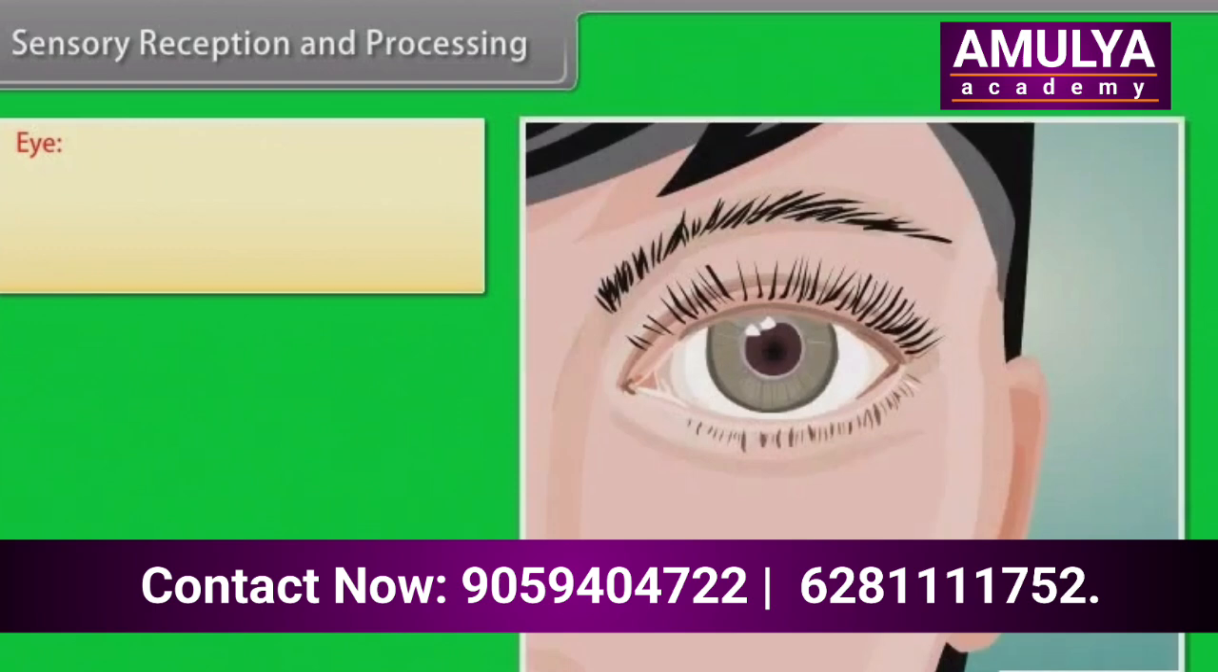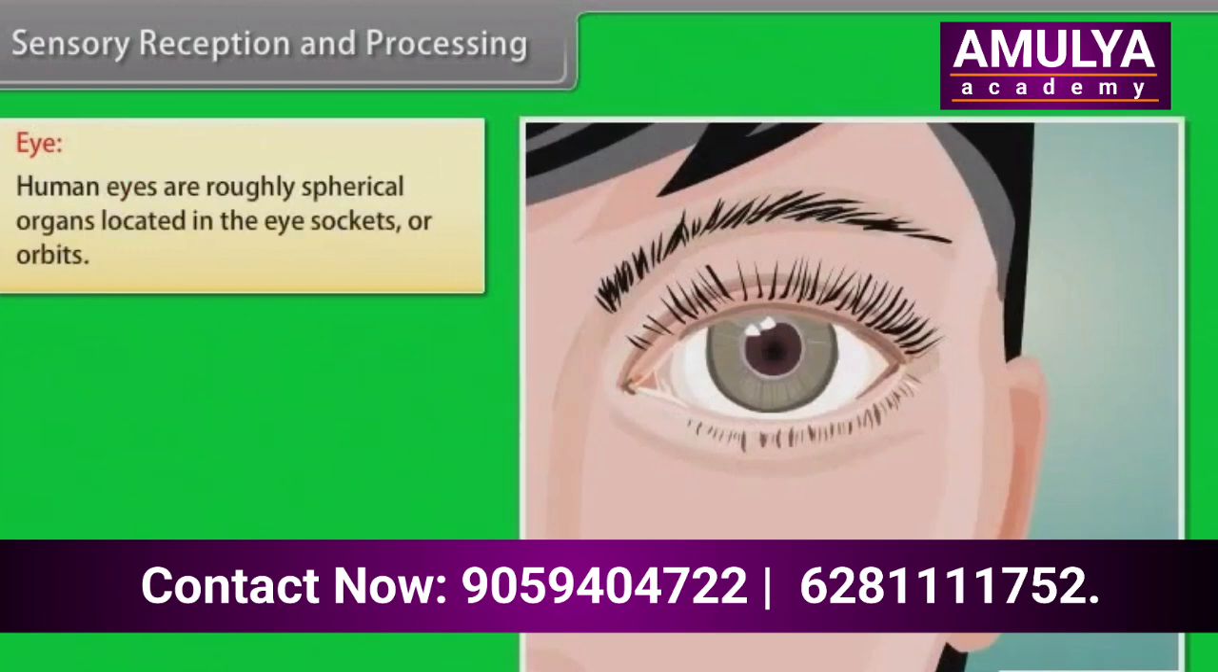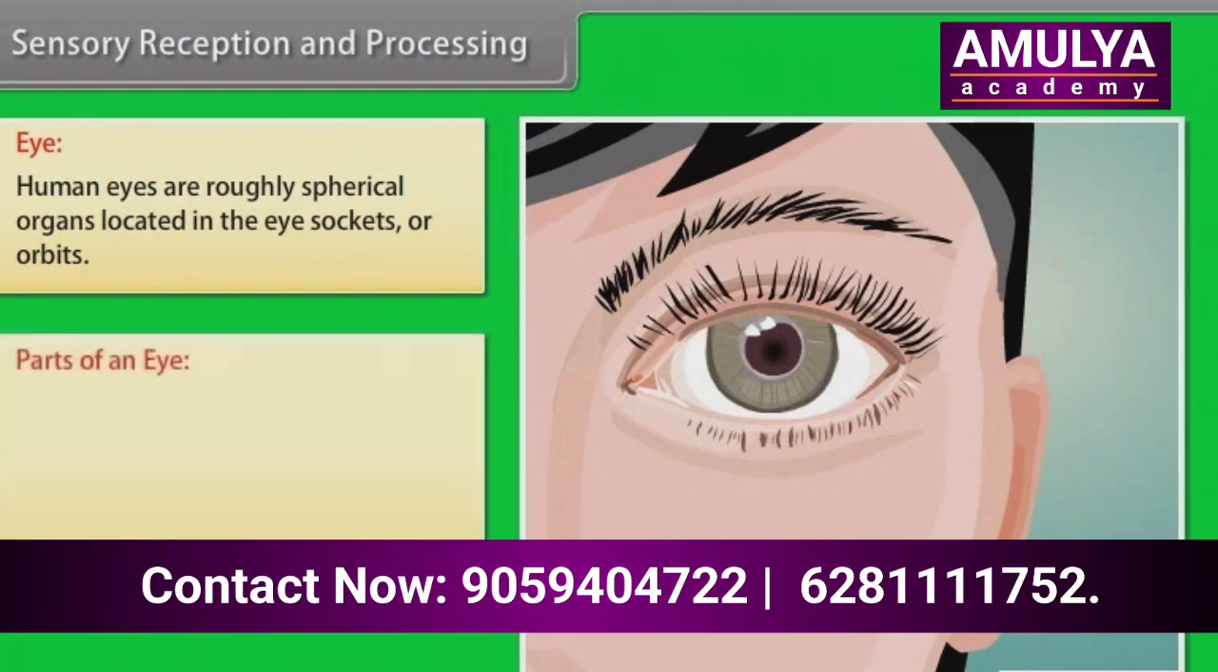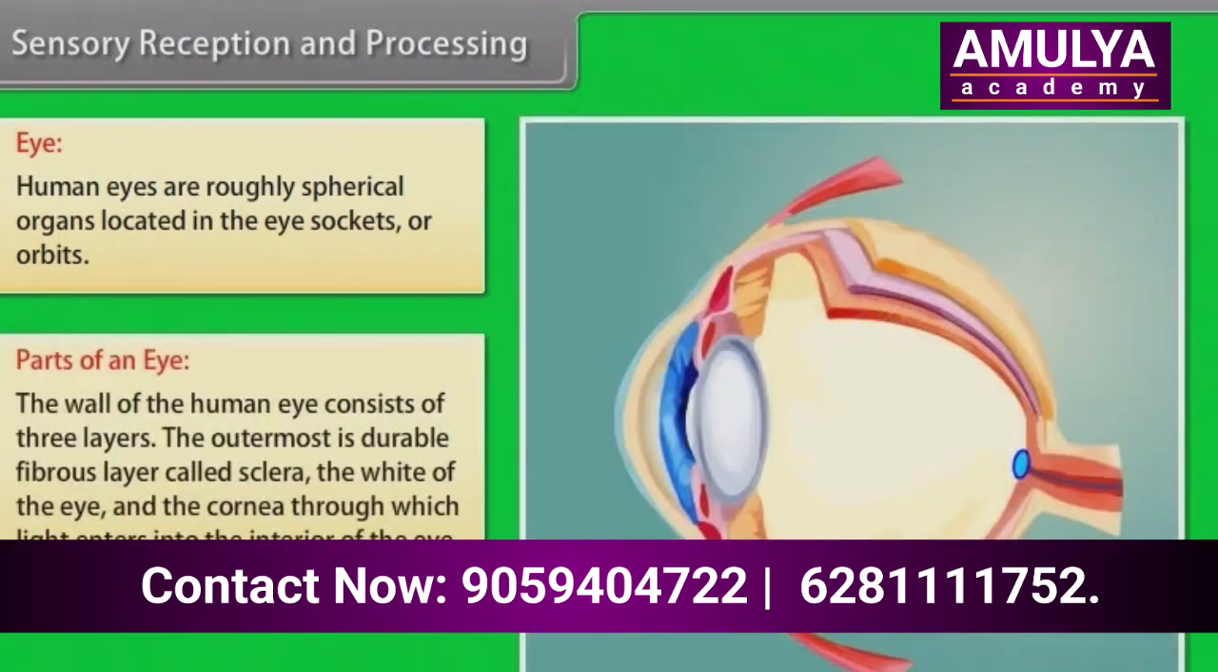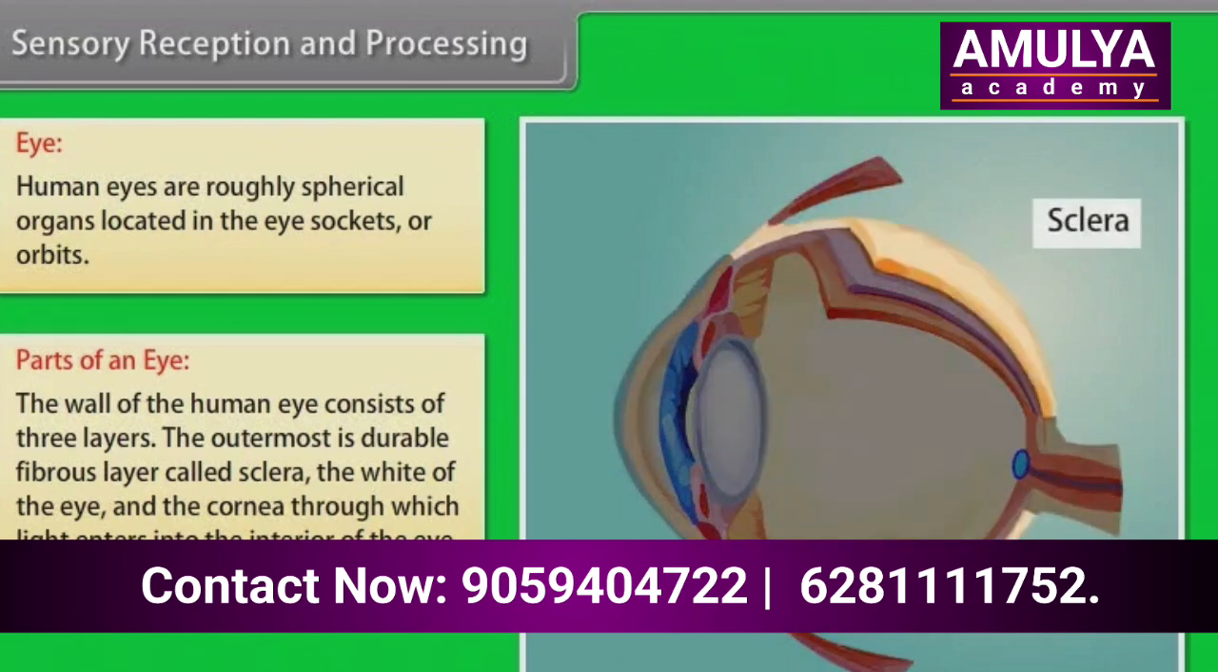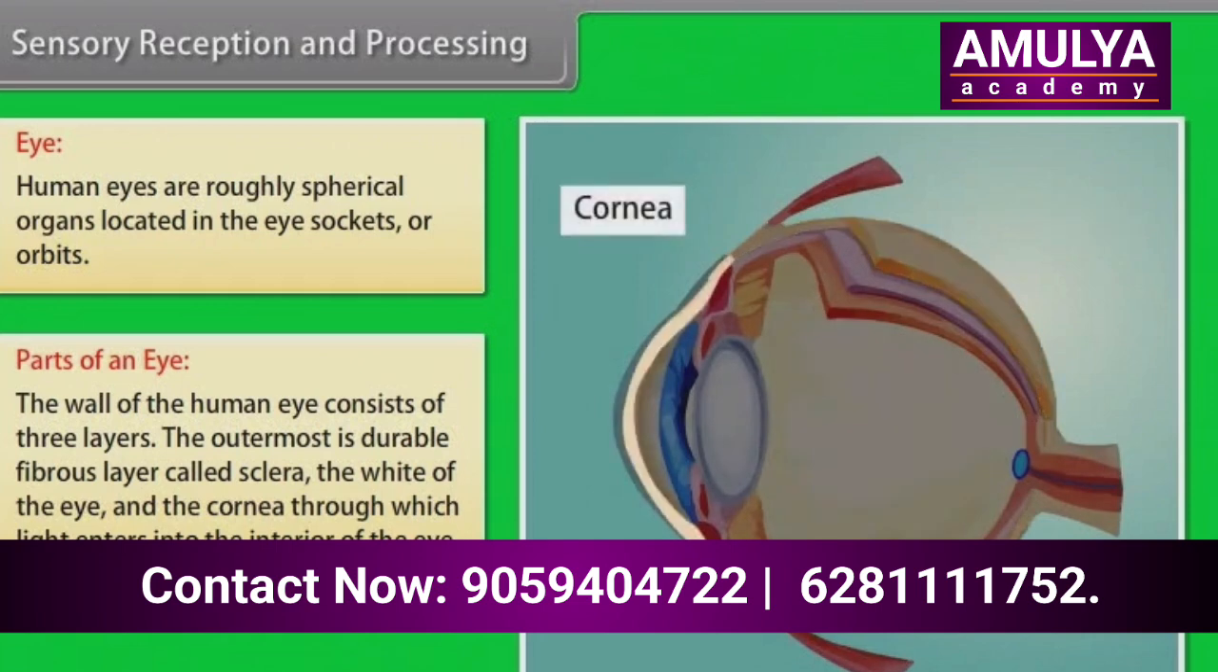Sensory reception and processing. Eye. Human eyes are roughly spherical organs located in the eye sockets or orbits. Parts of an eye. The wall of the human eye consists of 3 layers. The outermost is a durable fibrous layer called the sclera, the white of the eye, and the cornea through which light enters into the interior of the eye.